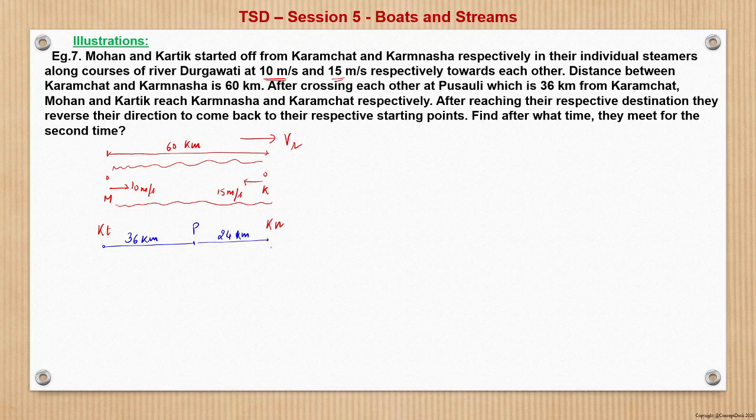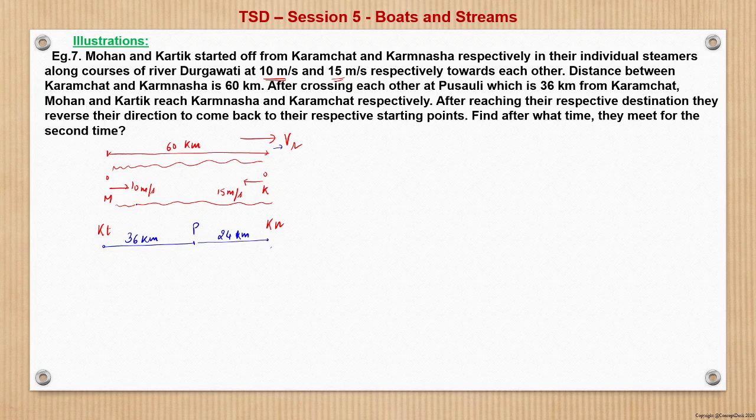So here, now let us see. Let us try to comprehend the problem. First of all, how did we know that river is flowing in this direction? It's not mentioned anywhere. But see, the thing is, in the same time, effective distance covered by Mohan is 36 km, whereas effective distance covered by Karthik is 24 km. That is with respect to ground.